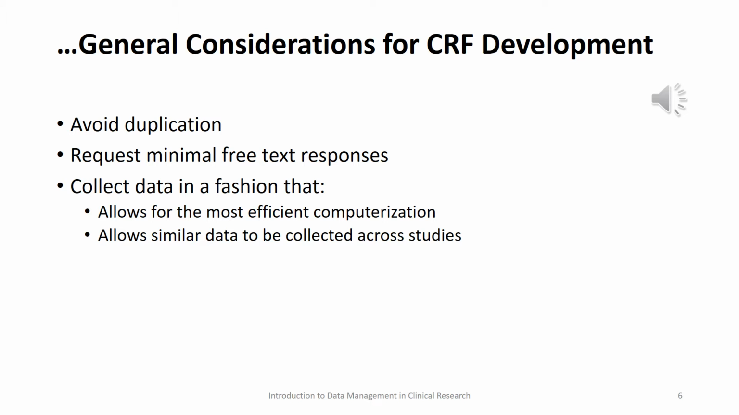As we get into some discussion of some of the dictionaries that we use in order to standardize some of the data elements, this will come into play. And then finally, we want to allow for similar data to be collected across studies. As we said earlier, many times we're going to be working on clinical studies or protocols that are across an entire program. So we may have, for example, 10 or 12 phase 3 trials that are part of a program, and we want to make that data as consistent as possible.